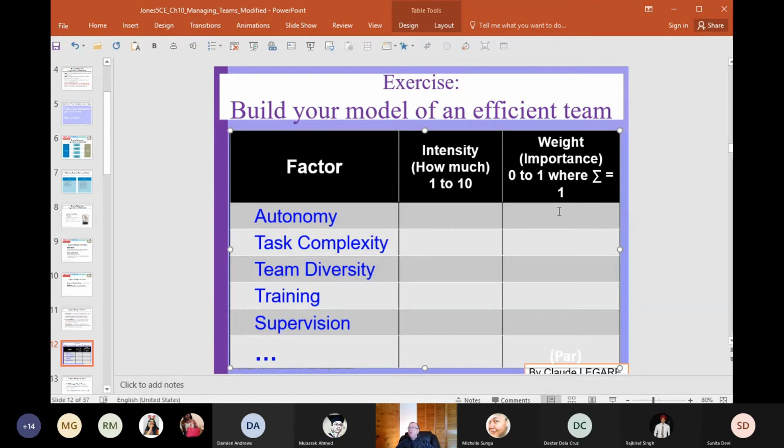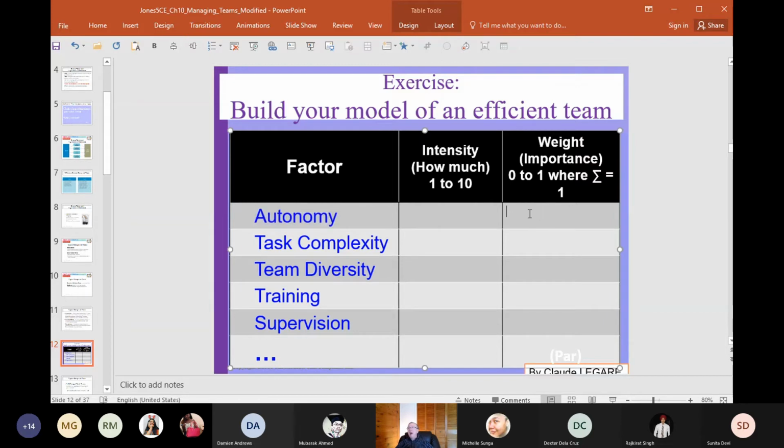And also, you should give it an importance. So the intensity may be mild, but the importance can be very high. For example, you think, okay, autonomy should be 5, moderate, but the importance of this moderate autonomy is very, very high. So you will give it a percentage here from 0 to 1. So it's a fraction, right? For example, 0.6. Okay, so you think that the efficiency of a team is explained 60% by the autonomy, right?